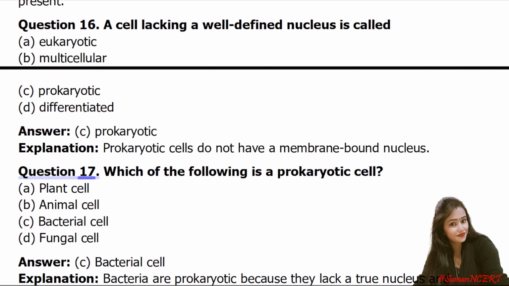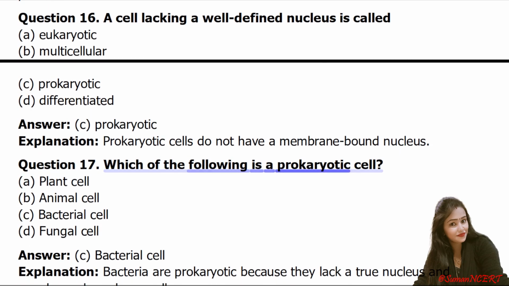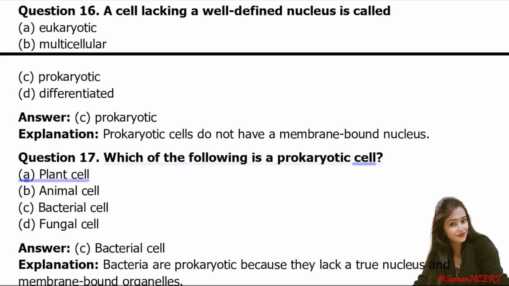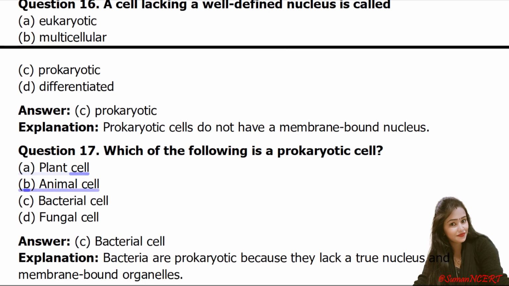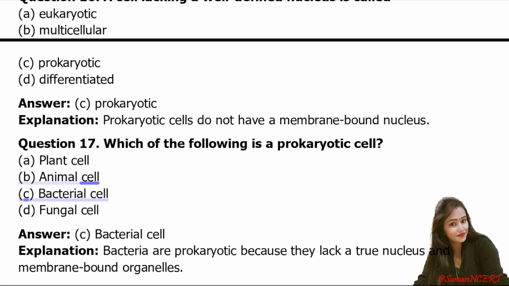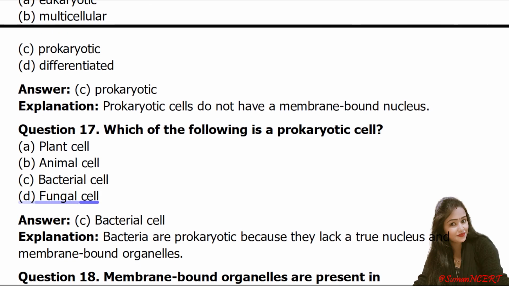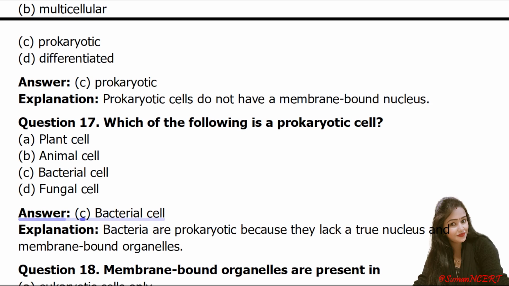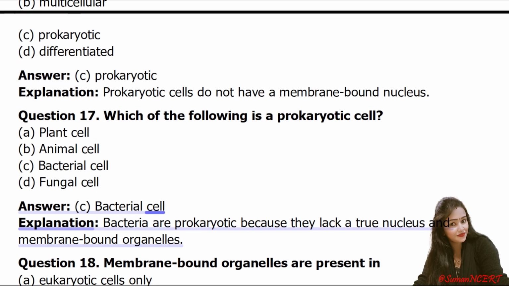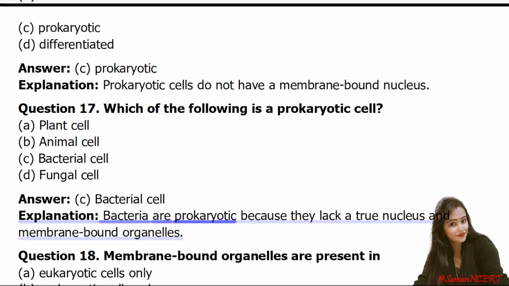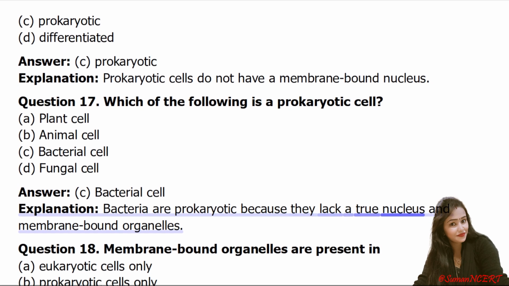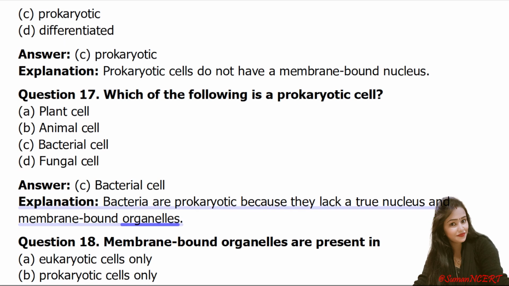Question 17. Which of the following is a prokaryotic cell? A. Plant cell. B. Animal cell. C. Bacterial cell. D. Fungal cell. Answer: C. Bacterial cell. Explanation: bacteria are prokaryotic because they lack a true nucleus and membrane-bound organelles.